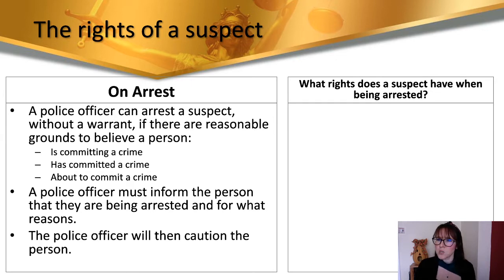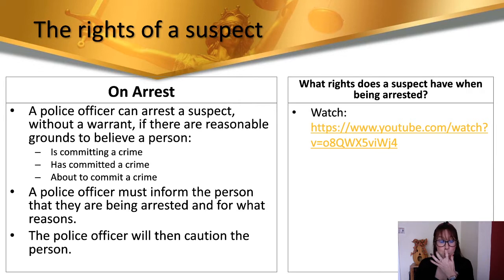What rights then does a suspect have when they're being arrested? So there's a video there that you could watch, but if you just YouTube it, there's lots of very good things on YouTube to help with the process of how suspects are arrested and dealt with inside the police station, for example.